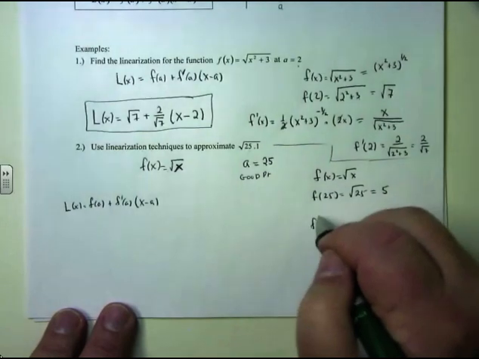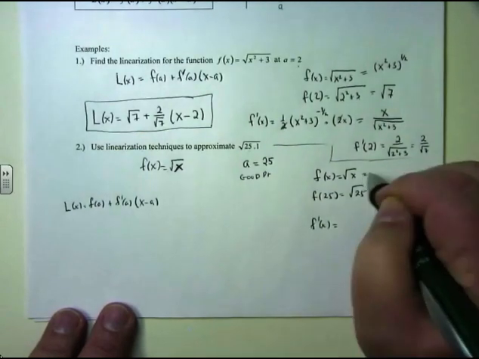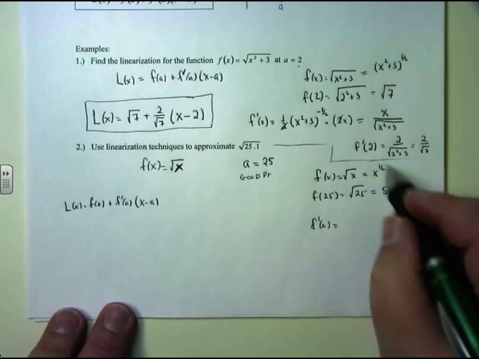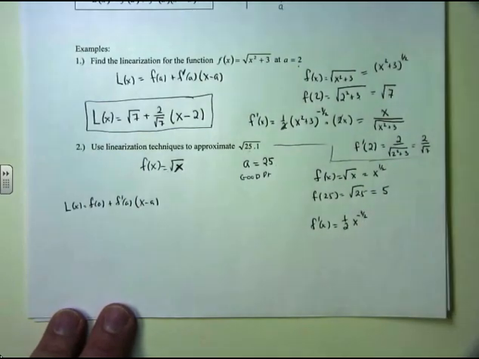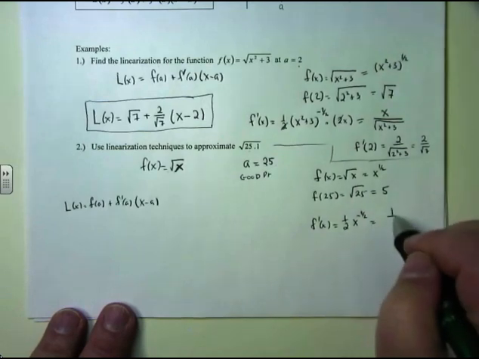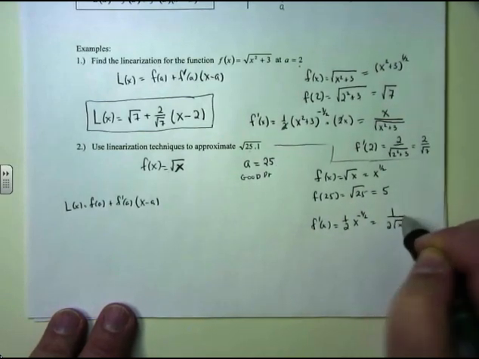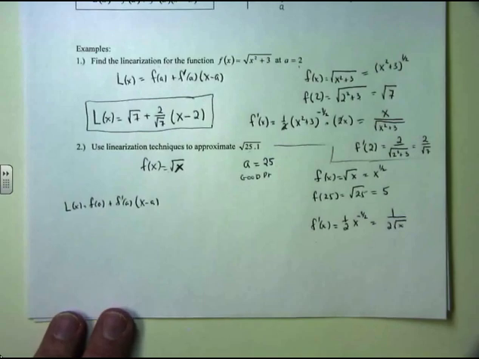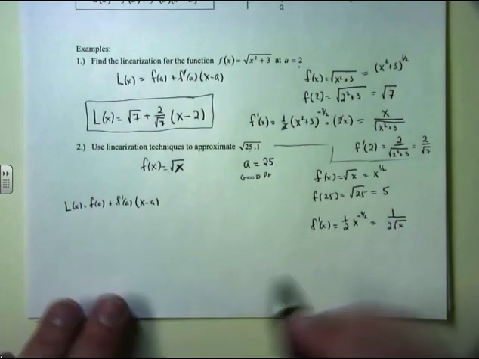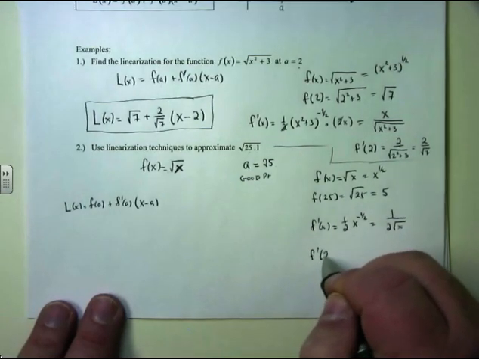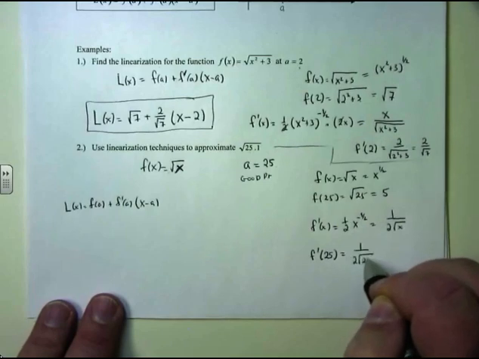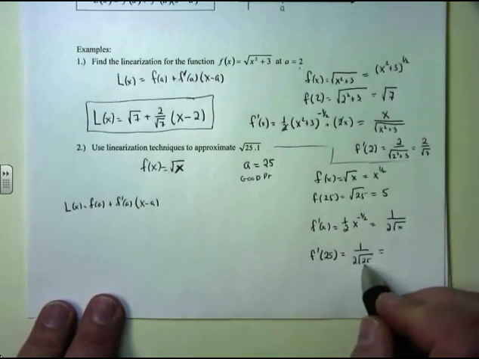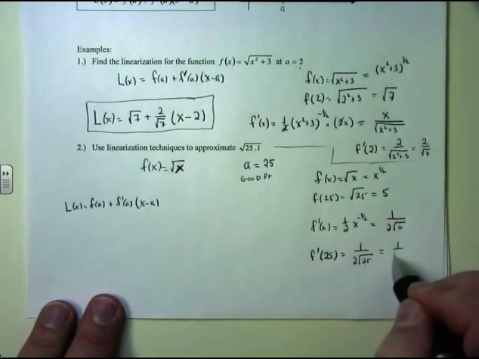Now I need to find f prime of x. Remember, I don't do square roots, so that's x to the half power. So the derivative would be 1/2 x to the negative 1/2. I'm going to clean this up. This would be 1 over 2 times the square root of x. Remember, negative exponents go on the bottom, and a half power is a square root. But we need f prime of my A point, my good point, 25. This would be 1 over 2 times the square root of 25. Well, the square root of 25 is 5, times 2 is 10, so this will be 1/10.